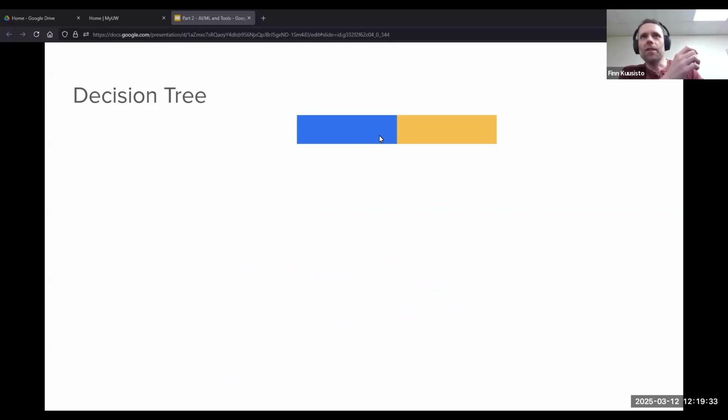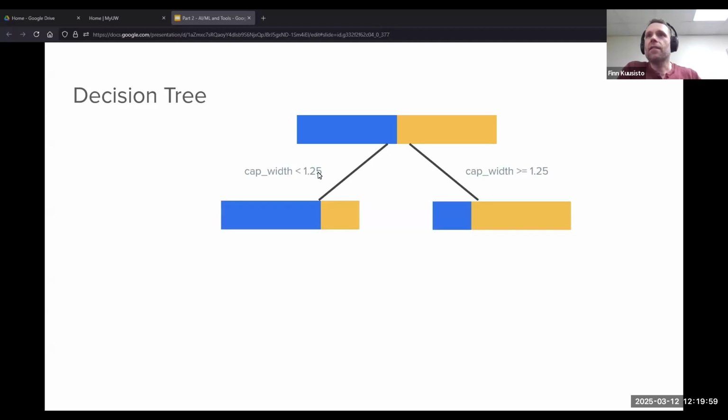This block here is just a rough representation of blue and orange proportions. If I don't divide up the space, it's about 50-50. That's not useful, because if I randomly draw some new example, I have no information. I don't know if it's going to be positive or negative. So instead, we pick one of our features and ask something about it. We take cap width, for example, and divide the space such that one part has cap width less than 1.25, and the other part has cap width greater than or equal to 1.25.